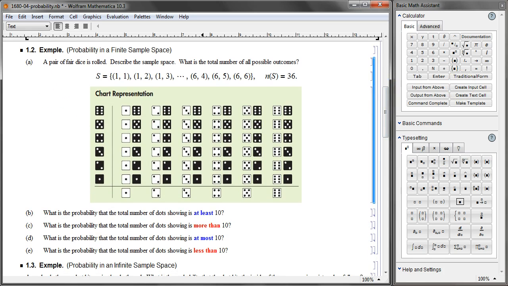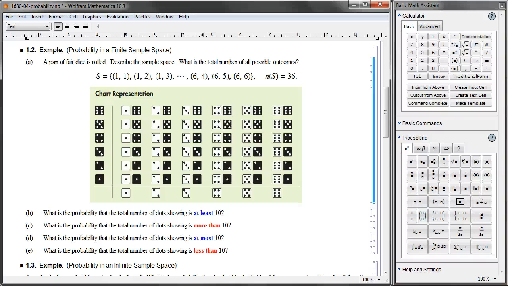Roll a pair of fair dice. We have a black die that can run 1 through 6, and a white die that can run 1 through 6, as you can see here in this table. Consequently, we have 36 possible outcomes. There goes my sample space. Next question. What is the probability that the total number of dots showing is at least 10?